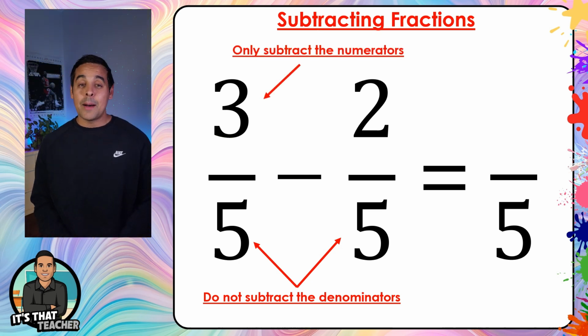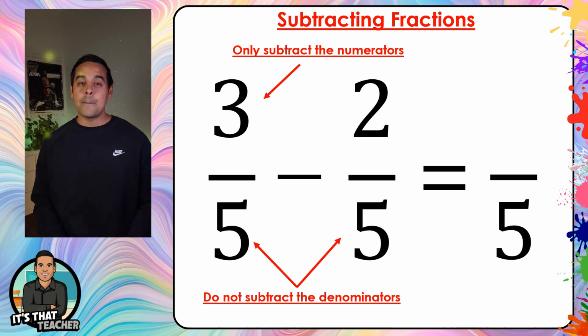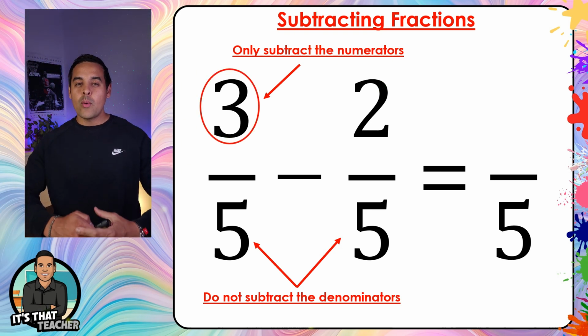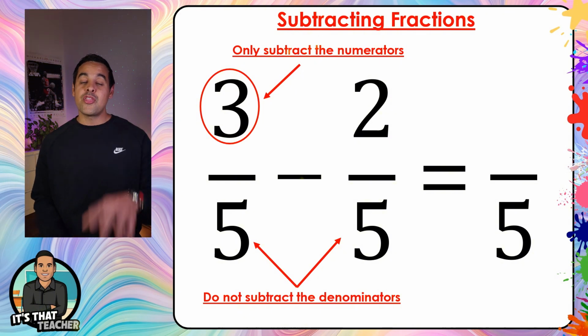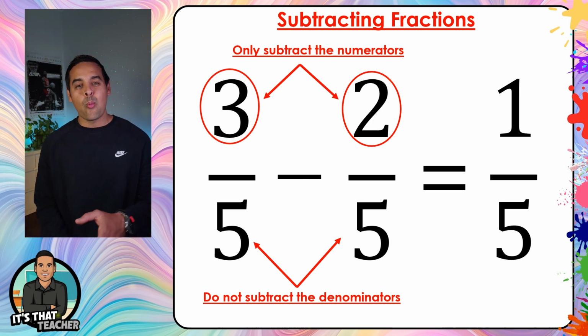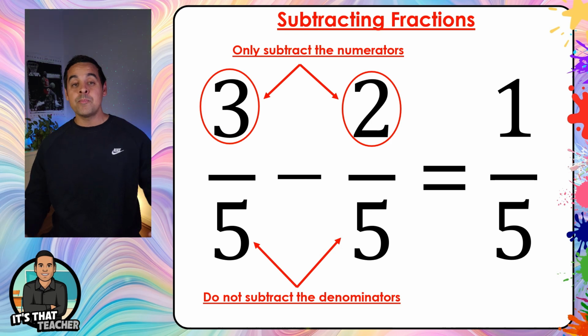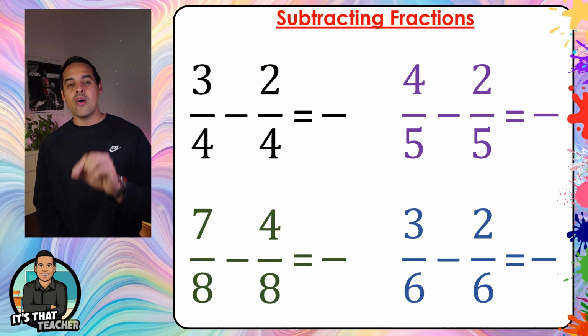The only numbers that you will be subtracting are your numerators, which is the top number in your fraction. So we have 3 take away 2 here. It's very simple subtraction when you realize that you do not have to subtract the denominator. 3 take away 2 is going to be 1. So your fraction here is going to be 1 over 5, or 1/5. Now, I'm going to show you how this simple process can be done by using a few more examples on the next slide.